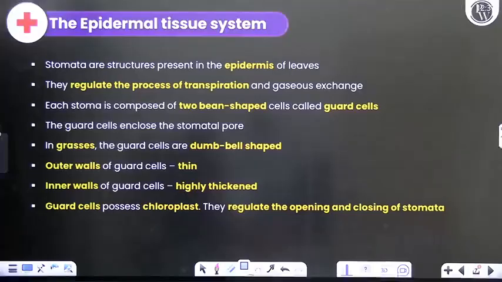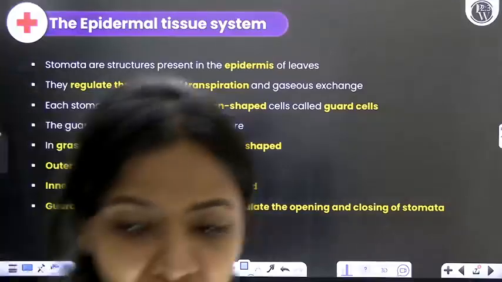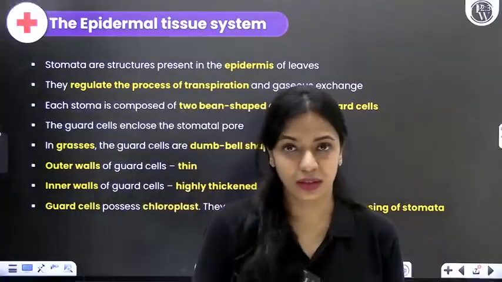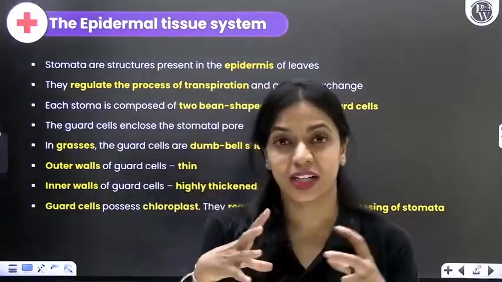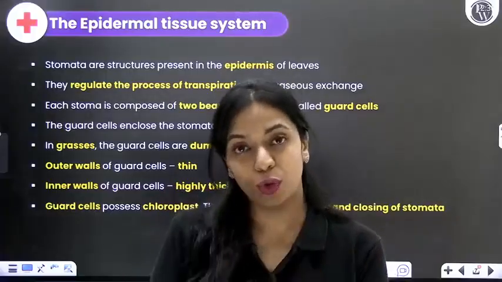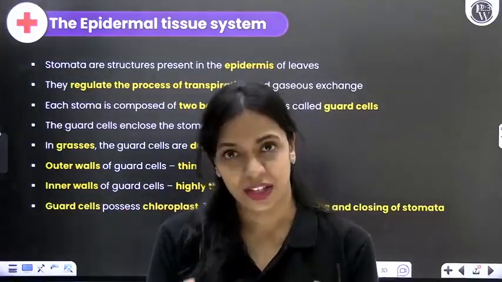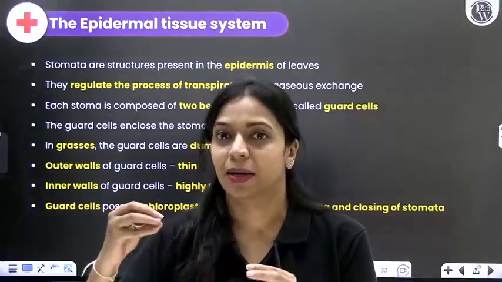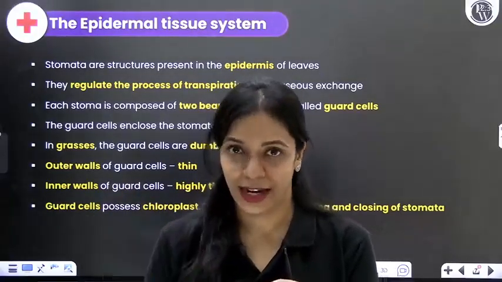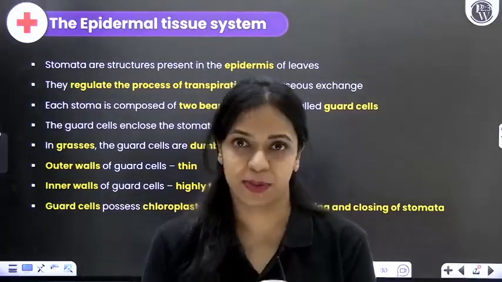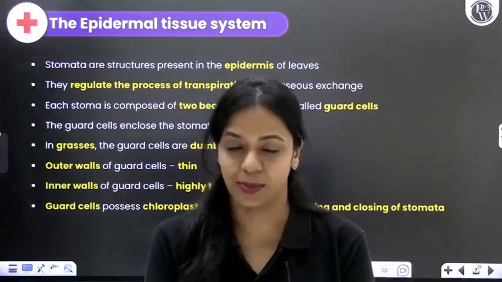Akshata did not understand closing and opening. Okay, I'll explain. See, think of guard cells like a balloon. Okay, so if you add more water into it, it will swell up, right? And if the balloon loses water, it will become kind of flaccid. Same way, even in the stomata, the guard cells, it may lose water or it may get water. If it's getting water, it will get it from the subsidiary cells. If it's losing water, it will go into the subsidiary cells.